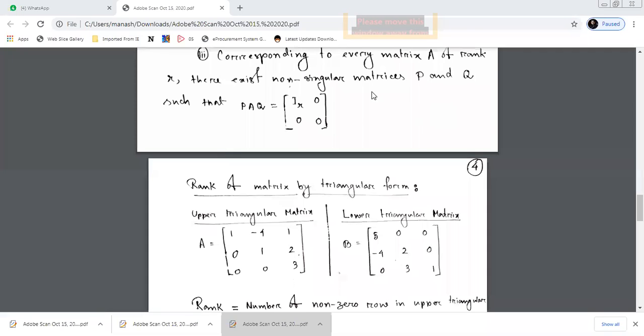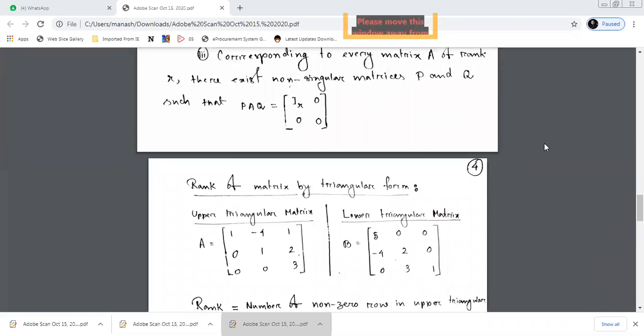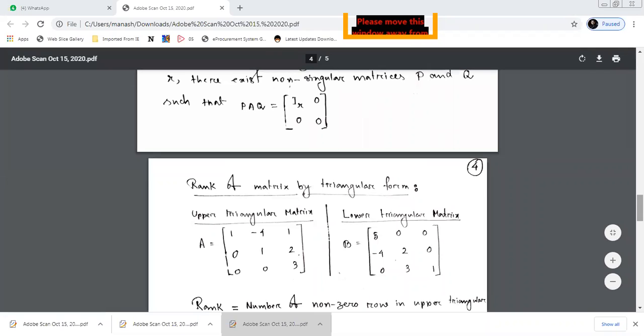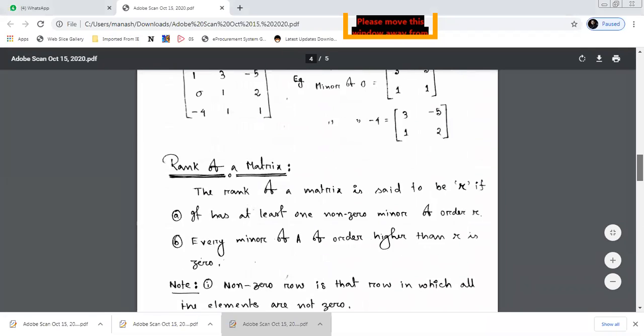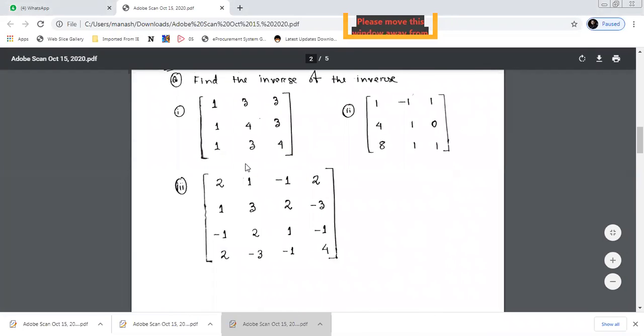Okay. So there is one more method that is called normal form. How we can find the rank of a matrix by using normal form, that we will discuss in the next class.